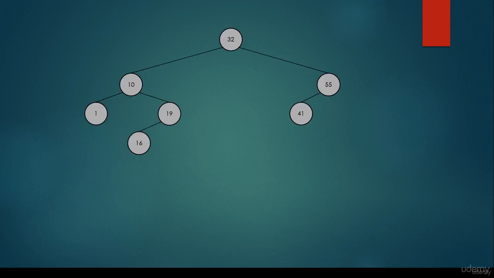Let's suppose we have a tree-like structure like this with the root node 32, a left subtree and a right subtree and so on. And for example, we would like to insert the 12. Okay, how do we insert?